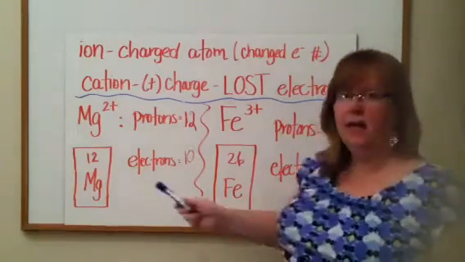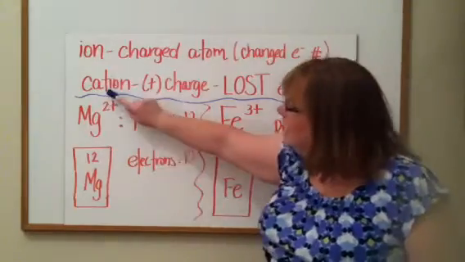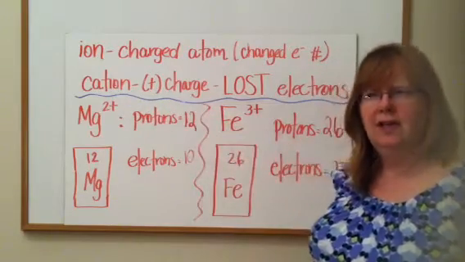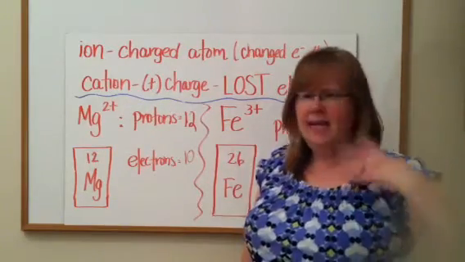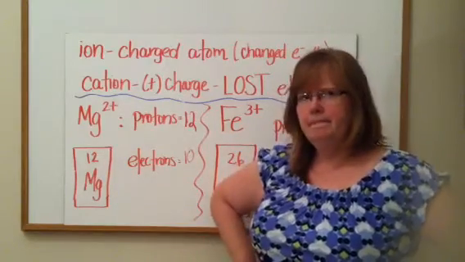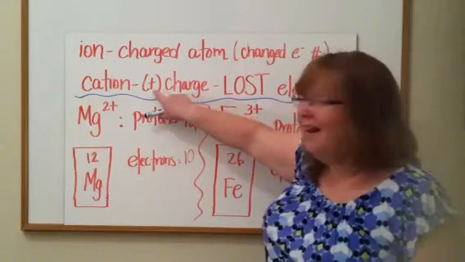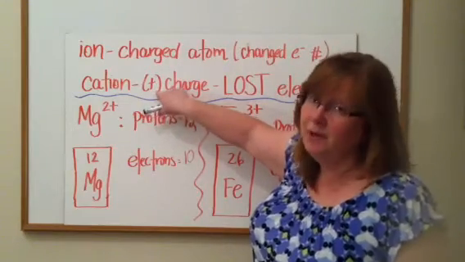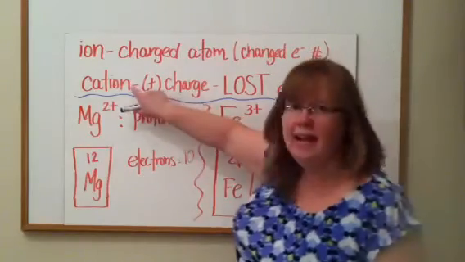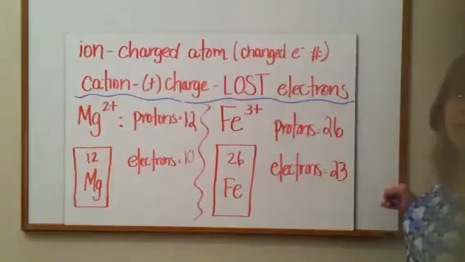Well, the first kind of ion is called a cation. That has a positive charge. Notice the T looks like a plus sign. Cations have a positive charge. Well, how did that happen? It can't gain or lose protons, or the whole element would be a different element. It must have changed electron numbers. Well, if it has a positive charge, it means there's more protons than electrons. So it must have lost electrons. Cations are formed when you have lost electrons from an atom.